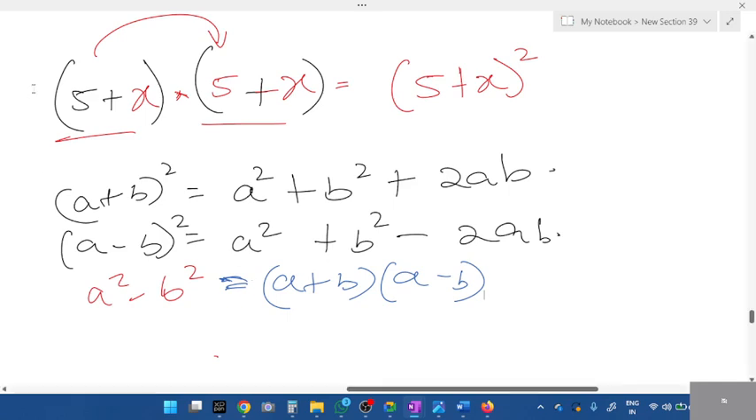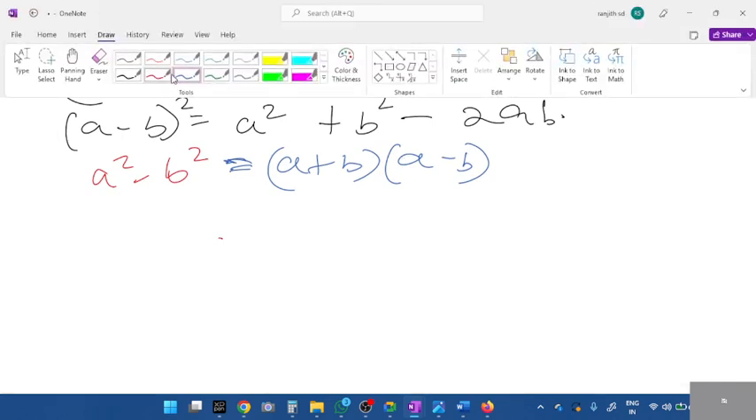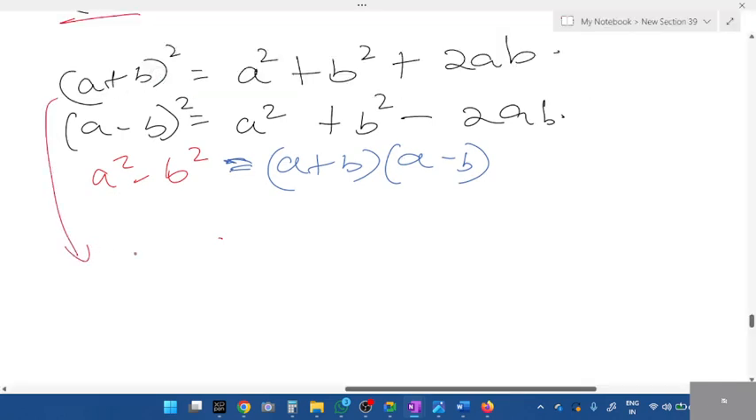One minute, students. One minute. I'll just explain the other two. Just write it together. See, I'll tell you when we use a plus b the whole square. A plus b the whole square is used when we have two values, two positive numbers.